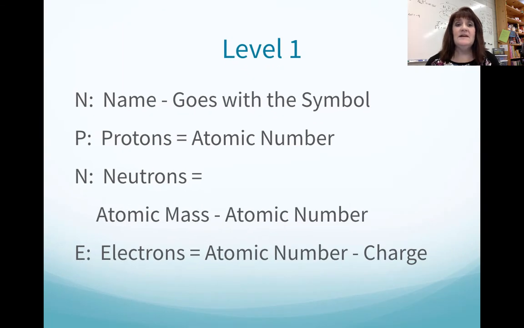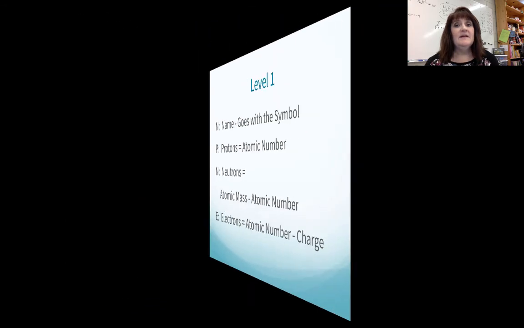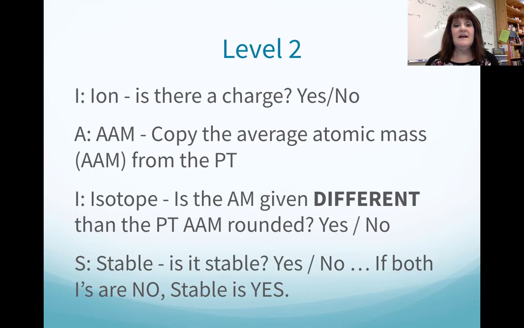So level 1, again, is NPNE, the name that always goes with the symbol. How many protons are there? That equals the atomic number. How many neutrons is the atomic mass minus the atomic number, and how many electrons is the atomic number minus the charge. Level 2 then is IAIS.